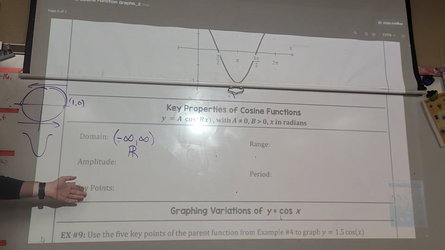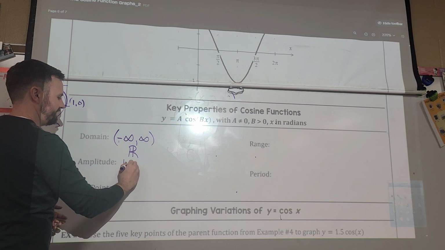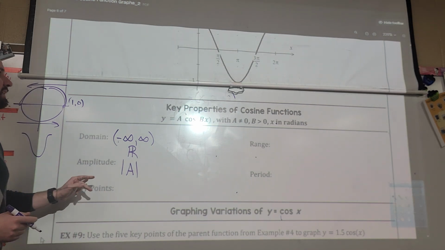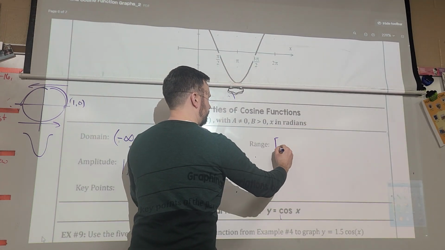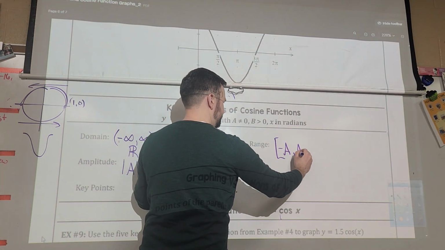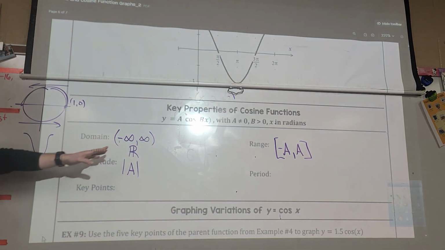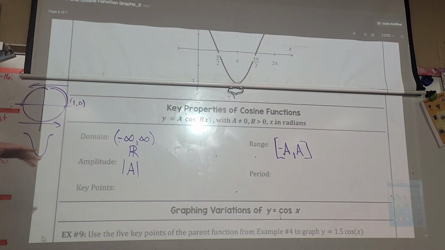What's my amplitude? How do I know how far up and down to go? A. Remember, the negative doesn't do anything to the amplitude. It just flips it. What's my range going to be? It's going to be whatever A is, right? It's going to go from negative A to A, if it's not shifted. We will shift these eventually.